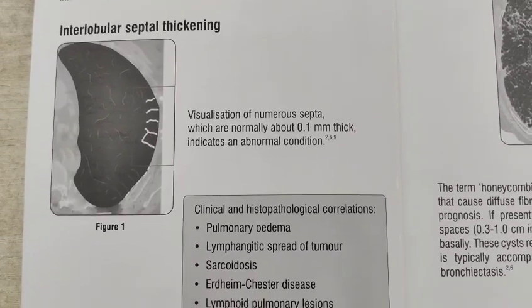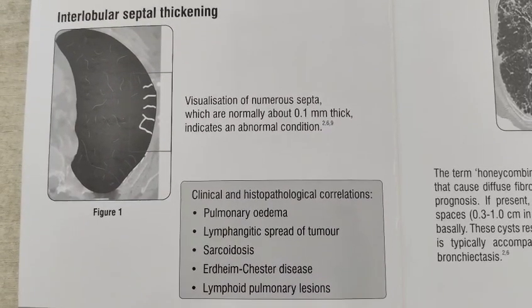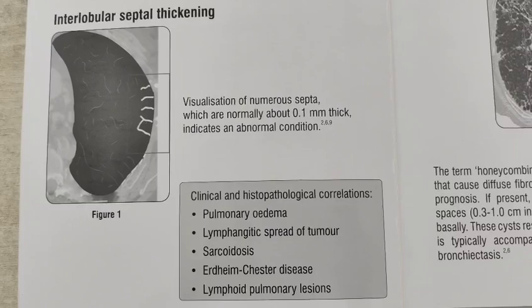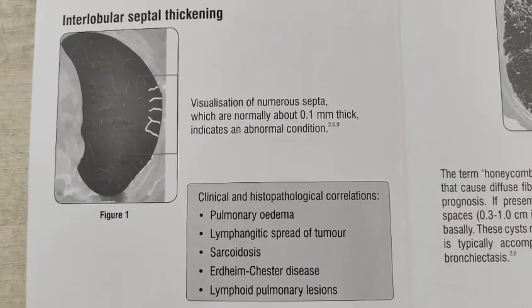What are the conditions in which interlobular septal thickening is seen? Pulmonary edema, lymphangitic spread of tumor, sarcoidosis, Erdheim-Chester disease, lymphoid pulmonary lesions.